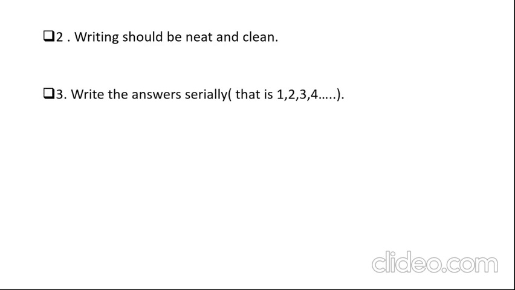Number 3, write the answers serially, that is 1, 2, 3, 4, etc. In every subject, you need to write down the answers serially. That is helpful for the teacher to check the questions and gives a good impression of you.